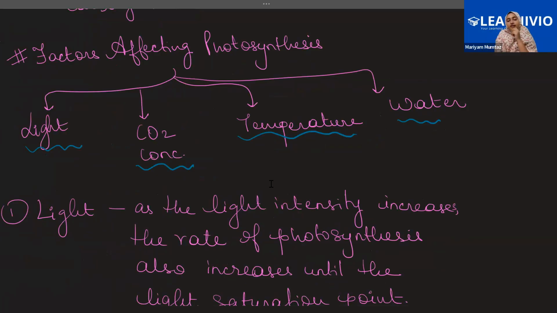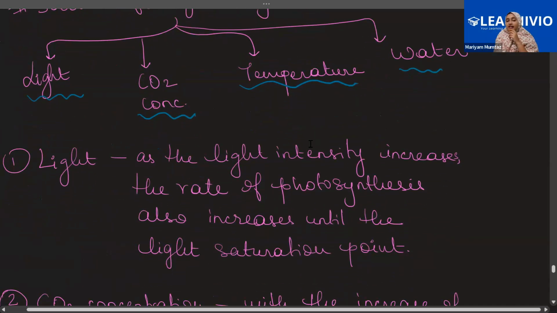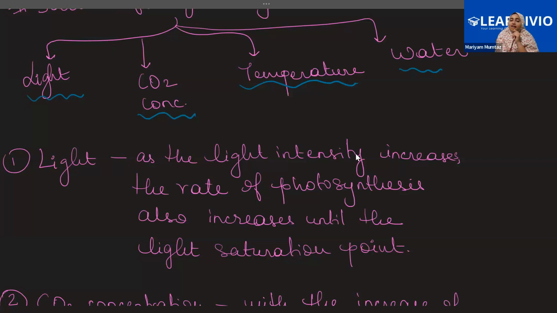Now talking about light. Light intensity means the strength or the amount of light. Whenever the light intensity increases, the rate of photosynthesis also increases. Both will increase simultaneously, but only up to a certain point. Once the light saturation, meaning the amount of light required by the plants, is reached, then no matter how much the light intensity increases, the rate of photosynthesis will not increase in that way.